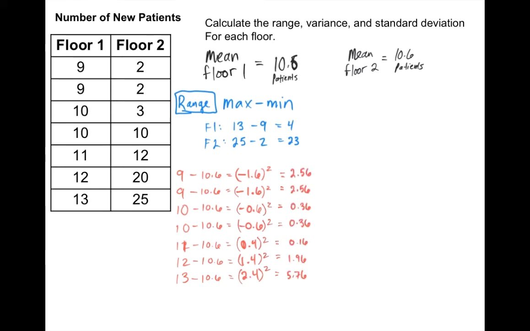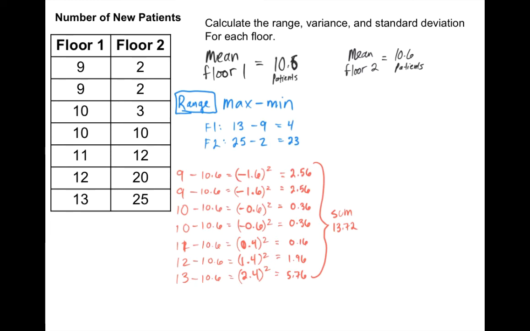So I went ahead and squared all of the values, and you can see what we got here. We got 2.56, 0.36, 0.16, 1.96, and 5.76. So these are the squared differences between our observations and our mean. The next step is to sum all of these together. So I'm going to, in my calculator, add all these together. So let's do that now. I got a sum of 13.72. So let's think about what this is. This is the sum of the squared differences between the observations and the mean.